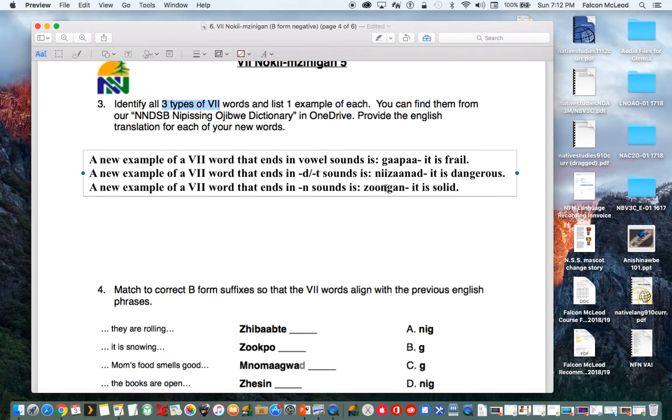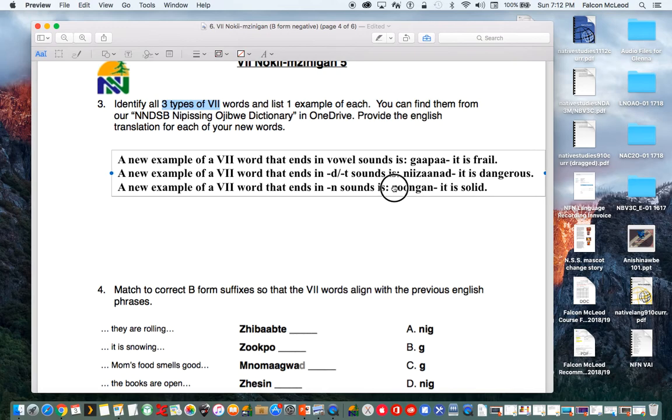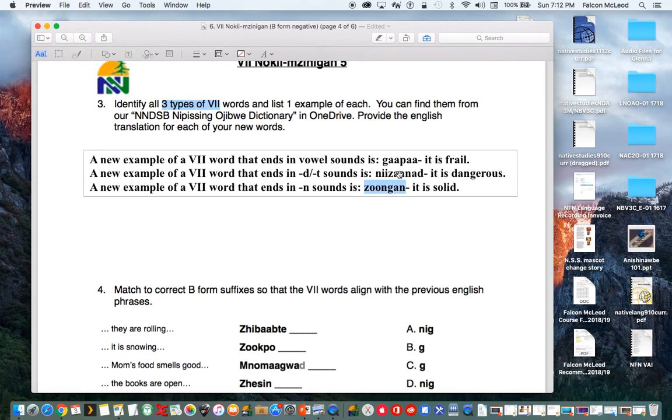All right. So you are going to have to pick your own example verbs. So just do as I did in the dictionary and find your own.